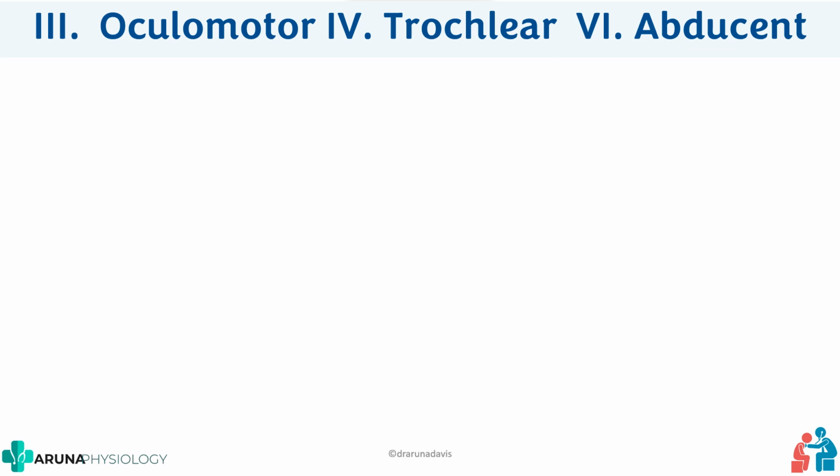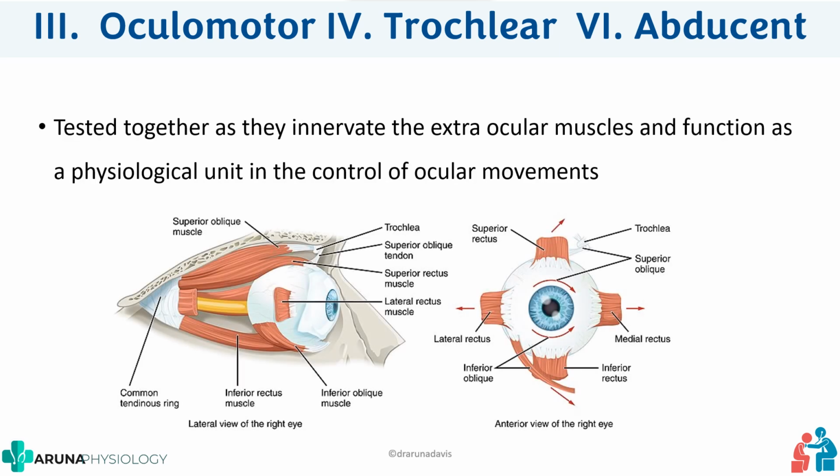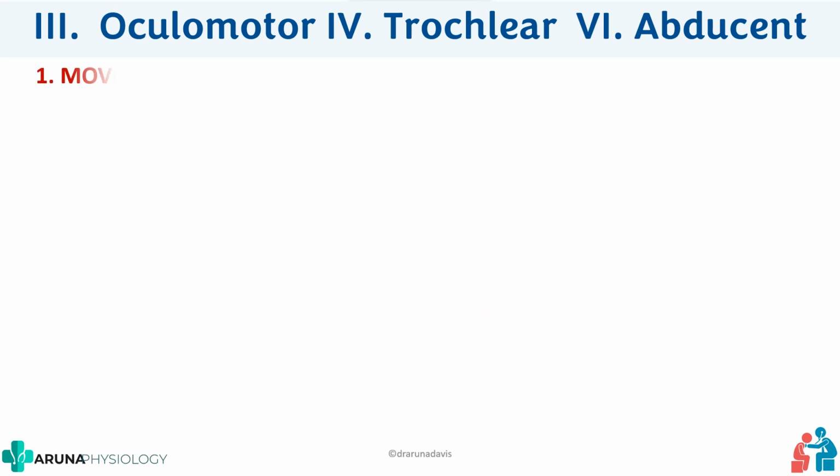So why are we testing all the three together? Because all the three cranial nerves are involved in the regulation of extraocular muscles. Remember, you must have studied a code in anatomy, SO4 LR6. That means superior oblique is by cranial nerve 4, lateral rectus is by cranial nerve 6, and all others by the third cranial nerve, which is oculomotor. So all the three cranial nerves are involved with movements of the eyeball, and that is why we're going to test them together. So first we'll see how you can test for the movements of the eyeball.